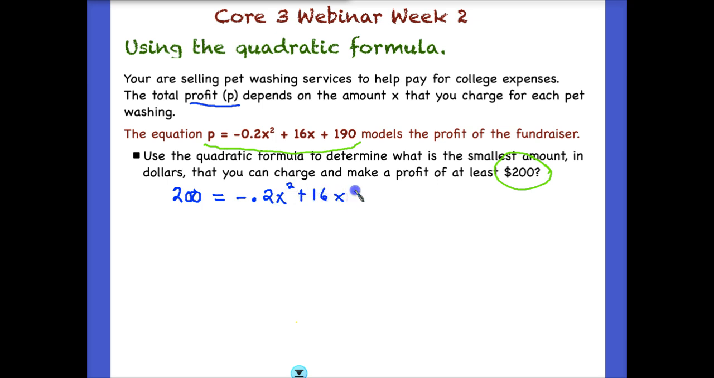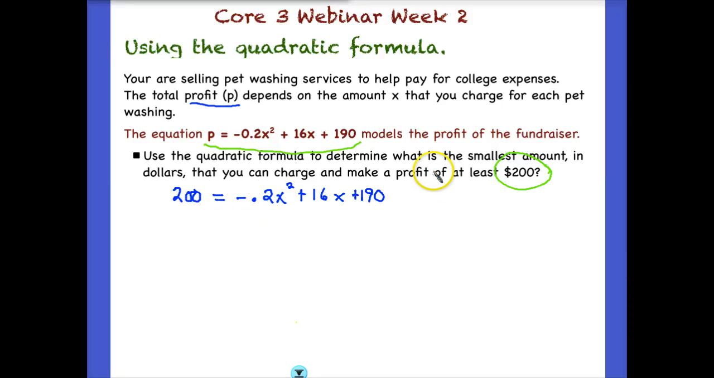We get this. Okay, so in this situation, we are trying to find an exact profit. So if I put it in here and I solve for X, then I'm going to know the smallest amount in dollars that I can charge and make a profit. But let me ask you guys this quick question. How many answers am I going to get if I solve for X? Unique, you're on this today. You are fast. So Unique is saying 2. Very good. Exactly. We're going to get 2.